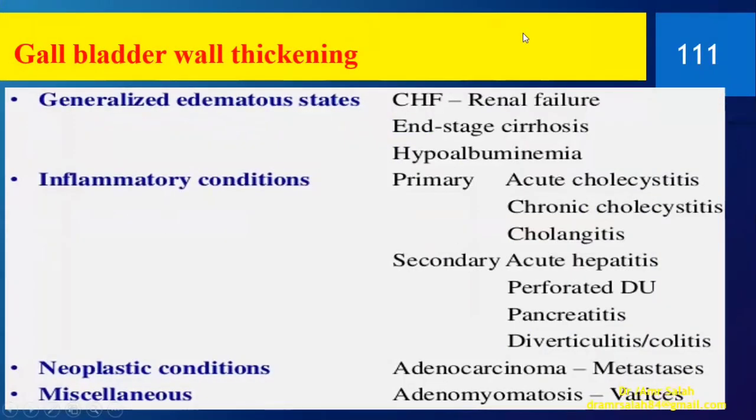What about the gallbladder wall thickening? Is it specific for acute cholecystitis? Again, it's not. Here are other conditions in which the gallbladder wall can be thickened and it is not acute cholecystitis. Let's check them.